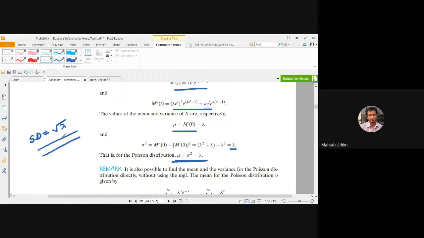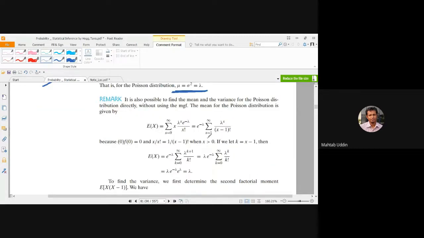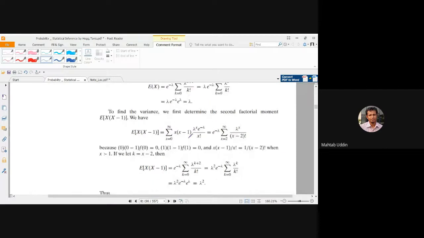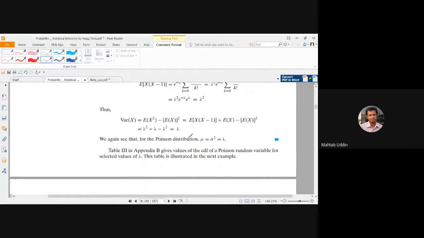Yes, sir. Also, you can find them using the expectation, but I think it is not required. After such a lengthy calculation, you'll get the same, so no problem at all.